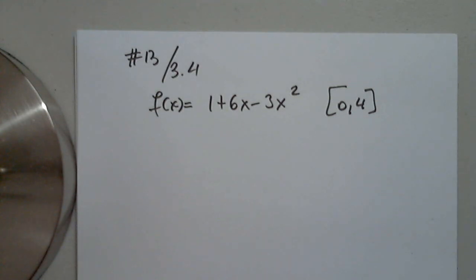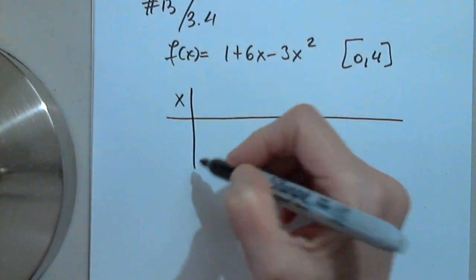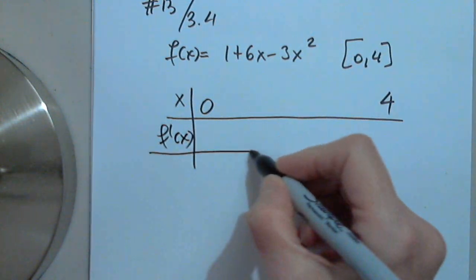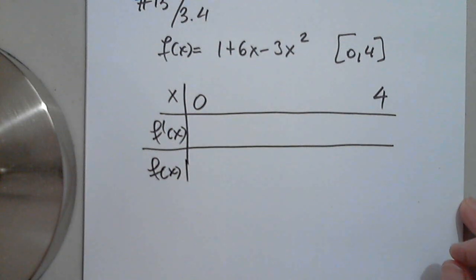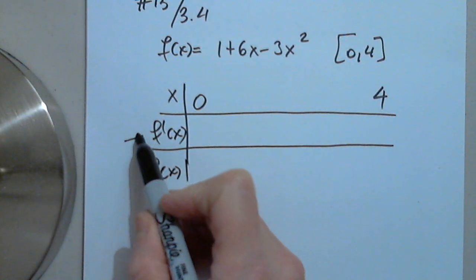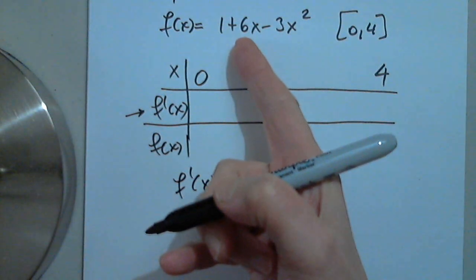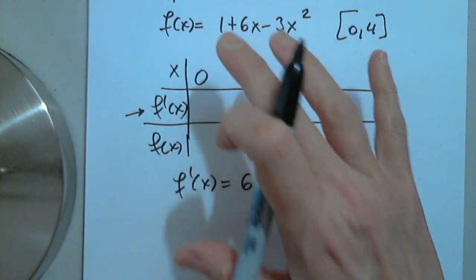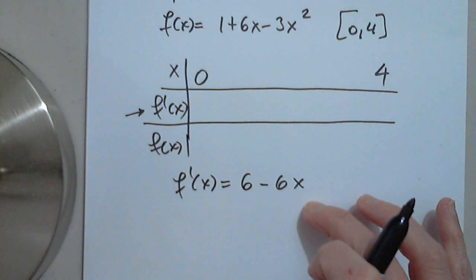Awesome. So I get my table started right away, in which I have 0 to 4. I will have to have f prime, and I will have to have f of x. Let me know if it's blurry, if you can't see, stop me at any point. So I have to study the first derivative, so I have to find the first derivative first. I get 6 minus 6x. The derivative of 1 is 0, of 6x is 6, and of negative 3x squared is negative 6x.